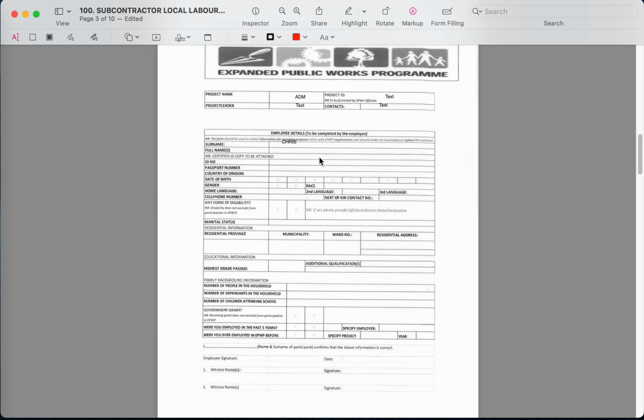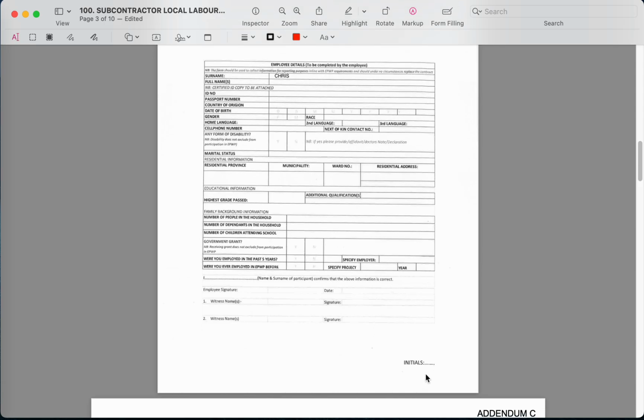Chris is one of our employees, and then we'll jot down everything that is needed in terms of country, date of birth, gender, home and cell phone number, next of kin's number, any disability, yes or no, marital status, residential information, residential province, municipality, ward number, residential address, highest grade passed, family background, number of people in the household, number of dependents in the household, number of children attending school, government grant, yes or no, and so on. Until this document is filled, until the initial part here.